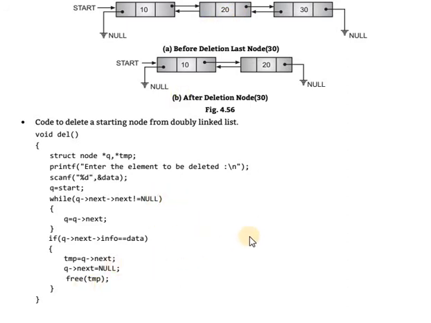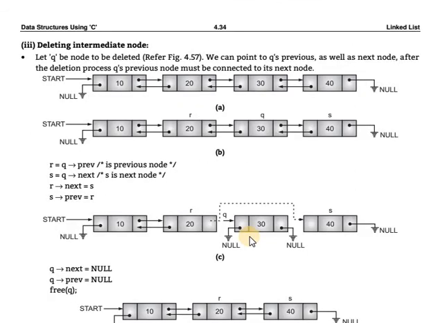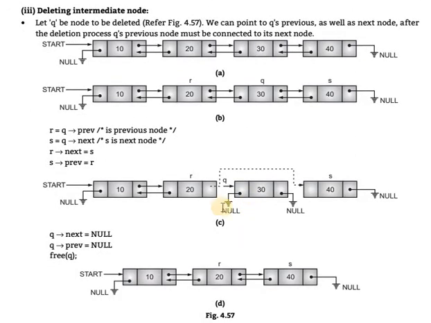This logic is used. The third possibility is deleting an intermediate node. Intermediate means in between. Let Q be the node to be deleted, as shown in the figure.